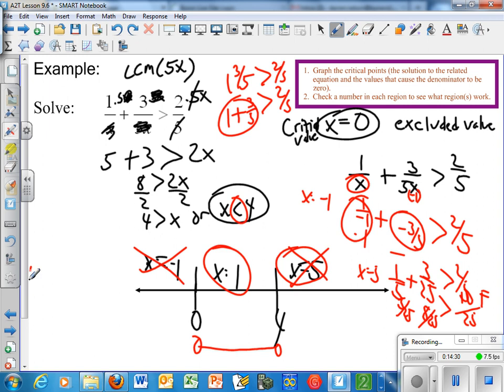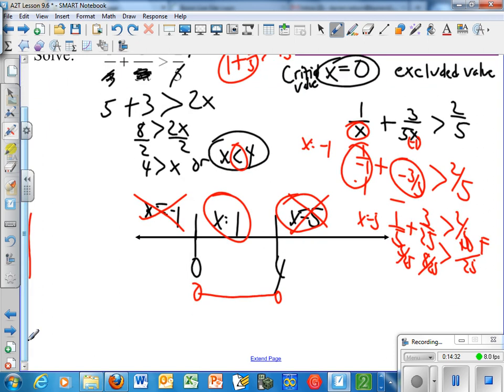So how do you write your solution? Well, it's in between two numbers. So I'm going to go from 0 to 4, and x is in between them, so we write it this way. So that's the solution. That would be the graph between them.